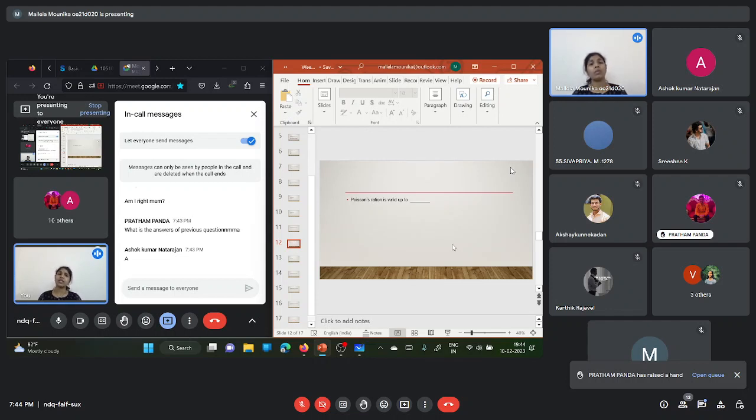And coming to the next question, Poisson's ratio is valid up to what? Valid up to means you should say whether it is valid up to the proportional limit, or in the plastic region, or in the strain hardening region. Poisson's ratio is actually valid up to, anyone can answer this.